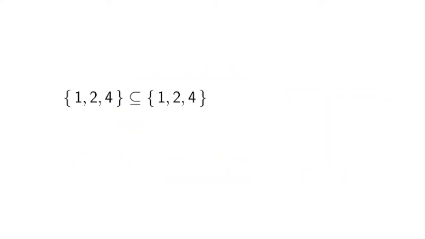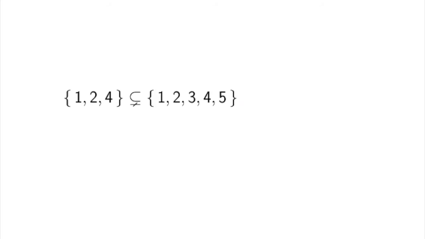A point related to the example before is that a set can be a subset of itself. We can see that both sets here are equal to each other because they contain the same elements. But let's actually verify that they are a subset. If we take 1, well, 1 appears in this set on the right, so does 2, and so does 4. So in actual fact, A is a subset of A.